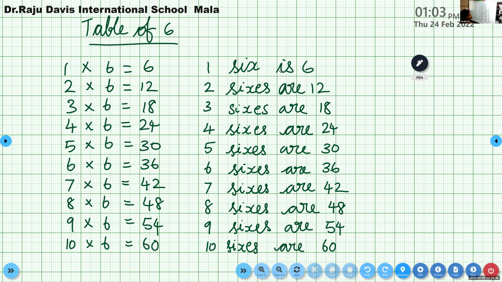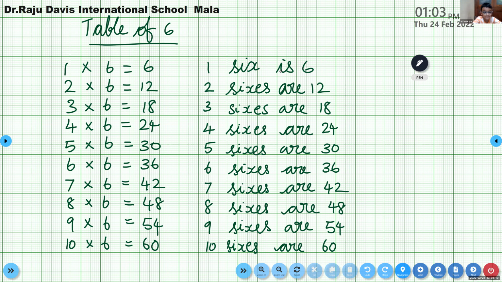It's okay. Ritik, you read. 1 into 6, 6. 2 into 6, 12. 3 into 6, 18. 4 into 6, 24. 5 into 6, 30. 6 into 6, 36. 7 into 6, 42. 8 into 6, 48. 9 into 6, 54. 10 into 6, 60.